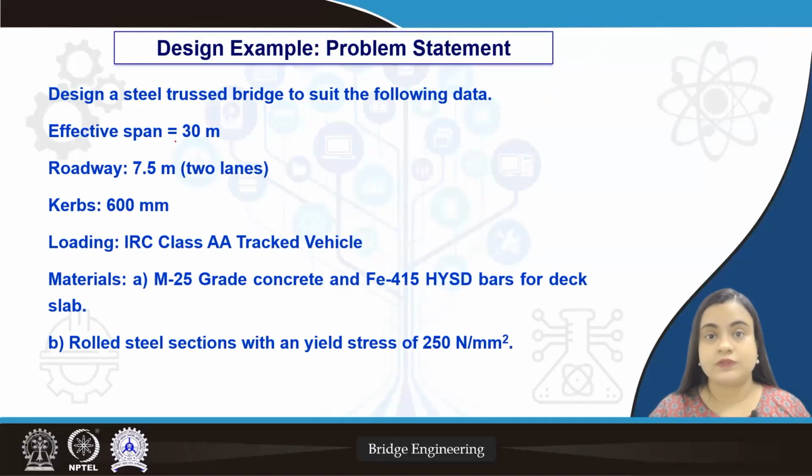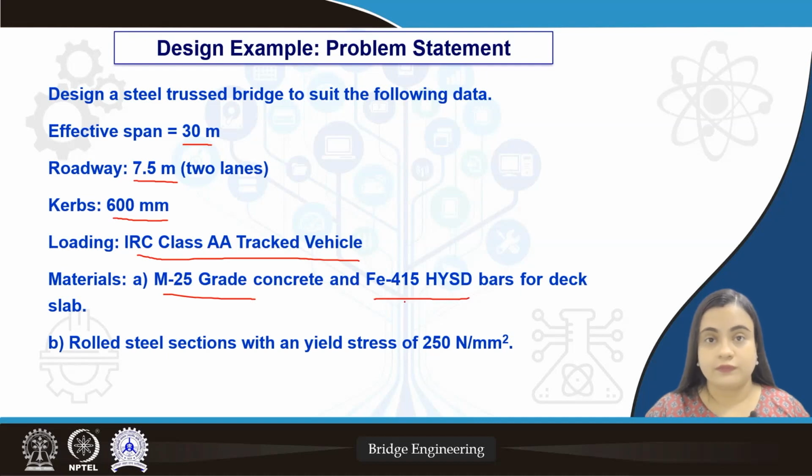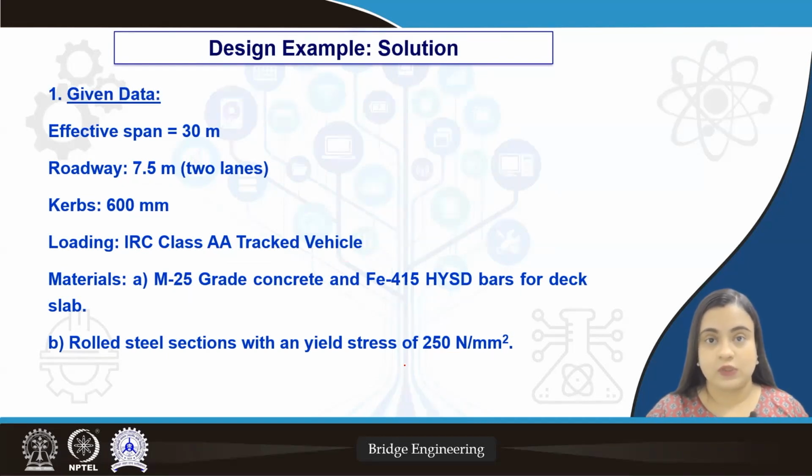The problem statement of the design example says we are required to design a steel truss bridge for an effective span of 30 meter, carriageway width for two lanes of 7.5 meter, curb width 600 millimeter. The loading type is IRC class AA tracked vehicle. Materials to be used are M25 concrete and Fe415 reinforcement for deck slab and rolled steel sections with a yield stress of 250 MPa for stringer beams and cross girders. So the given data we had already discussed.